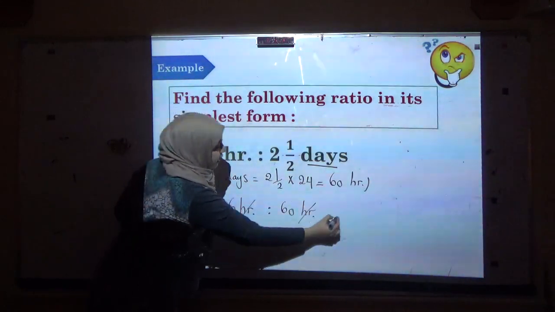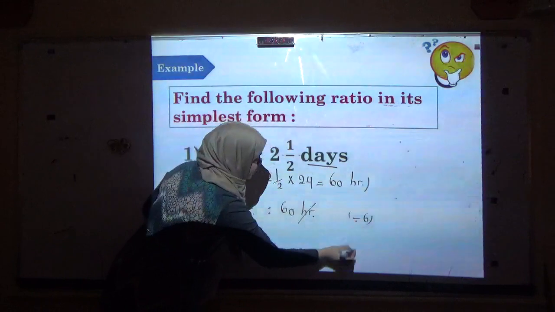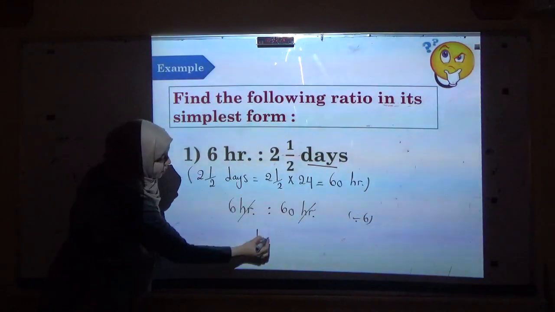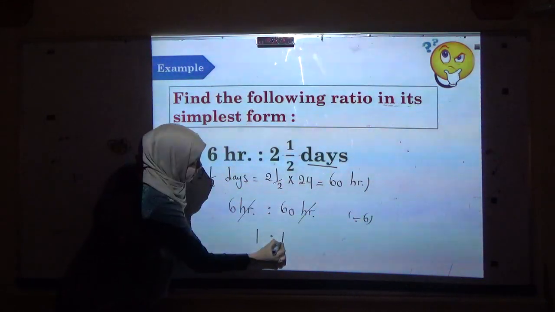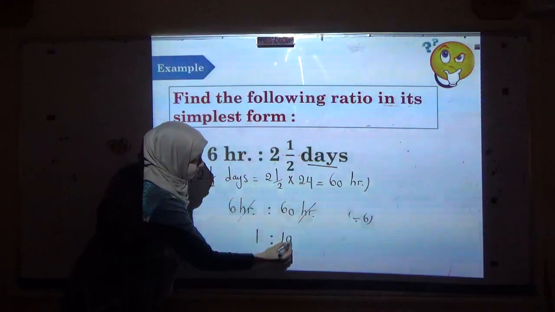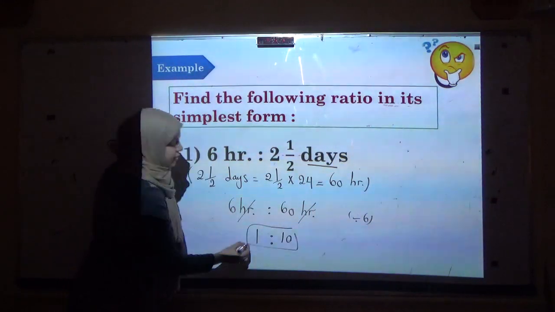Cancel the unit and divide the two terms by 6. 6 divided by 6 equals 1, and 60 divided by 6 equals 10. So this ratio is 1 to 10.